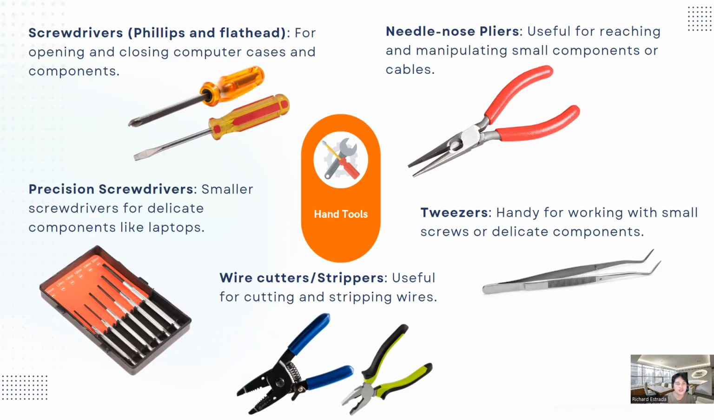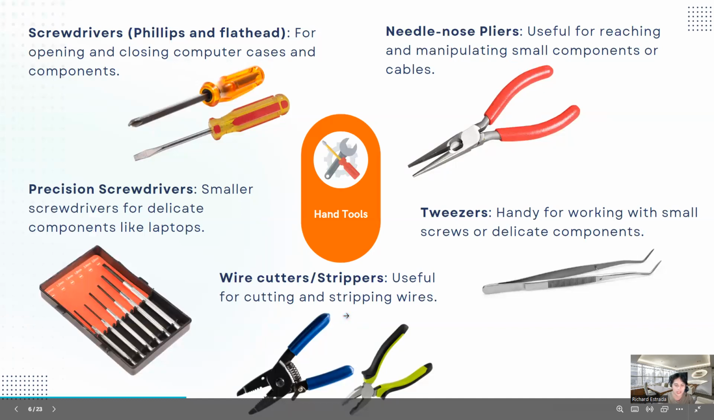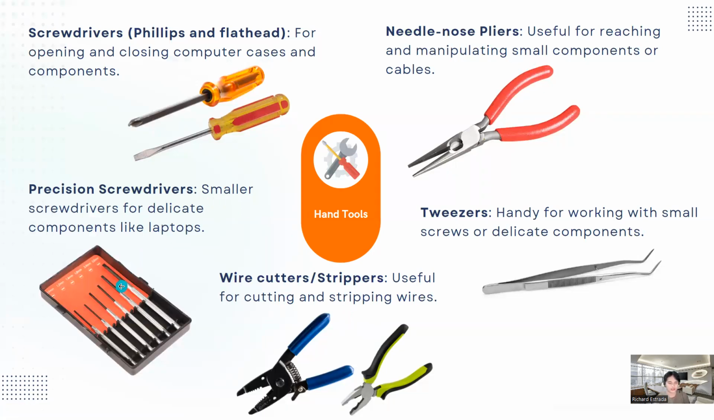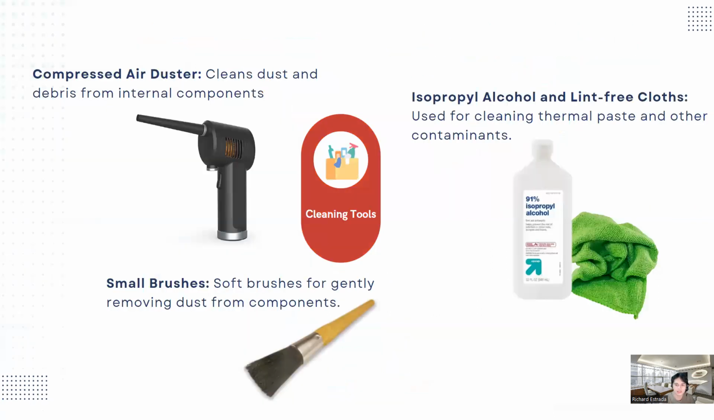And then we also have different hand tools. We have screwdrivers, Phillips and flatheads, for opening and closing computer cases and components. You can use this one. We also have needle nose pliers, used for reaching and manipulating small components and cables, and then tweezers. These are handy for working with small screws or delicate components. We also have wire cutters, and then screwdrivers. It depends on what type of screws are used in the hardware.